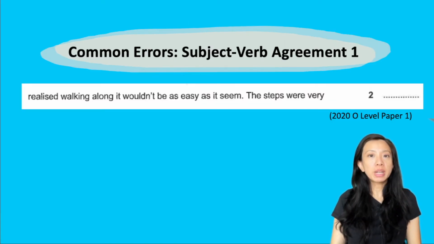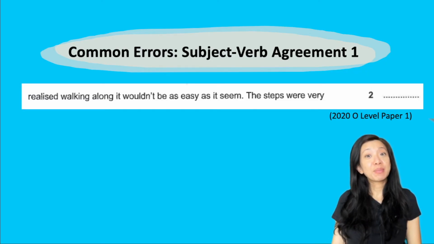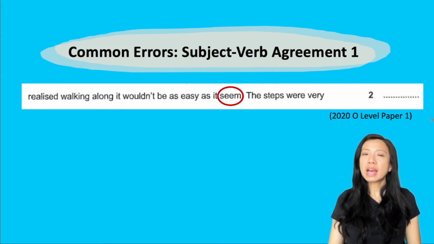The next type of common error is subject-verb agreement. So take a look at this question. Realized walking along, it wouldn't be easy as it seemed. The steps were very something. Can you identify the error in this line? The error is in the word seem. And how do I know that?